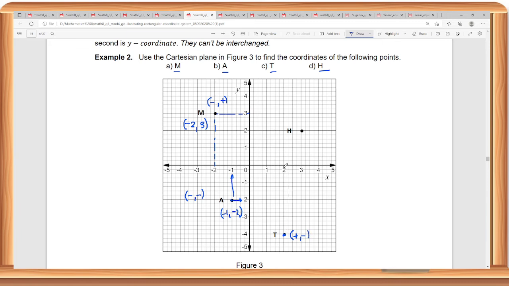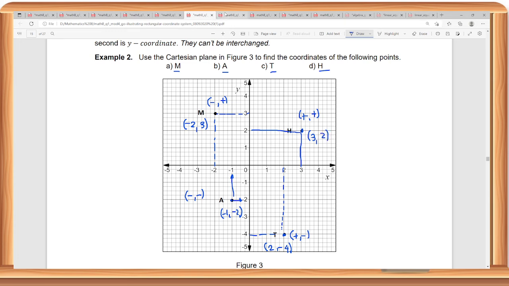Okay, the x, we always start with x, so it is positive 2. Let's put 2 here. And the y coordinate is this one, so we have negative 4. And then lastly, for point H, it is in the first quadrant. That means both the x coordinate and the y coordinate are positive. This is the x coordinate, which is 3, and the y coordinate is positive 2.